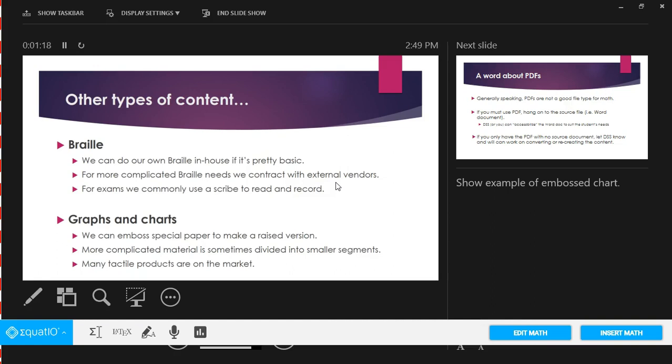How should I put this? We are here to support you. I don't want faculty to feel like it's really burdensome for them to make their content accessible.